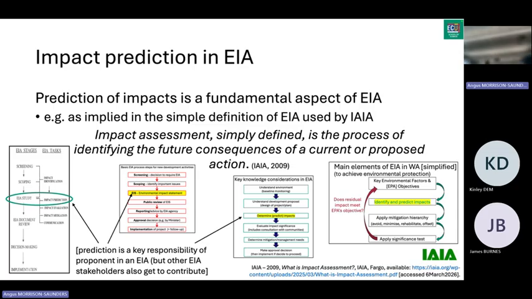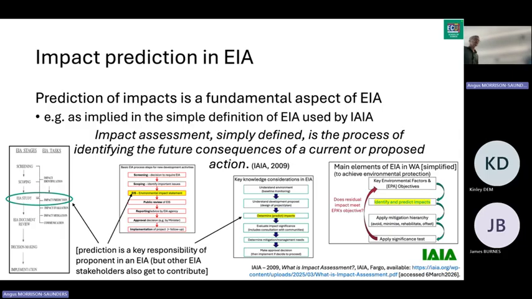In that definition of impact assessment used by the International Association for Impact Assessment, it's clear that they frame EIA as a predictive exercise, thinking about future consequences. Future consequences means forecasting or predicting. It's implicit in the definition there.